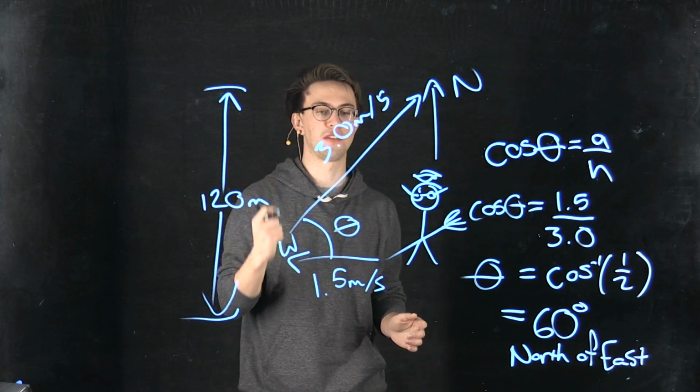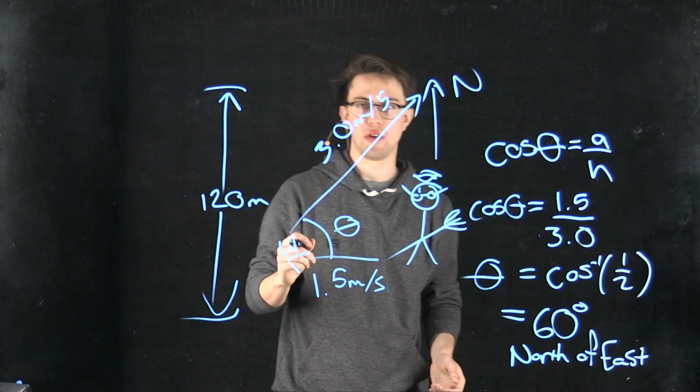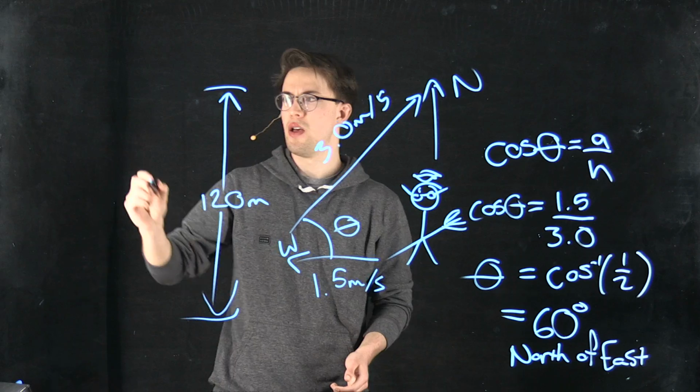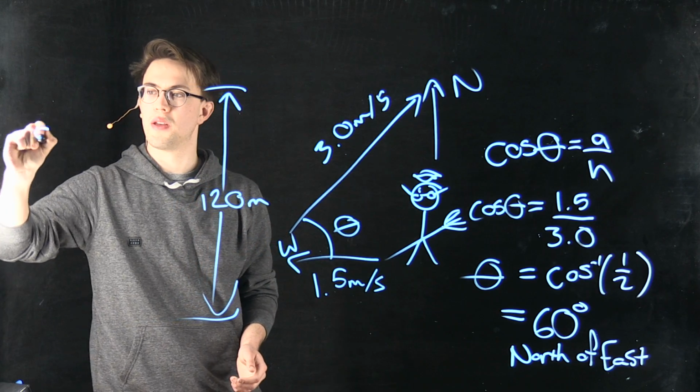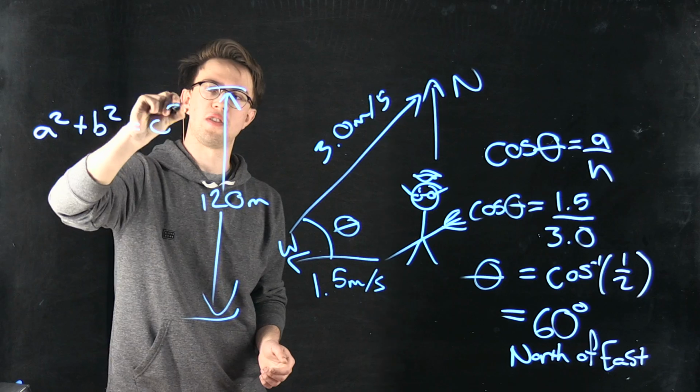So next, we need to find out how long does it take Harry to fly across the Quidditch field and score the snitch. In order to do this, we want to use our Pythagorean theorem. So we know that Pythagorean theorem is a squared plus b squared equals c squared.